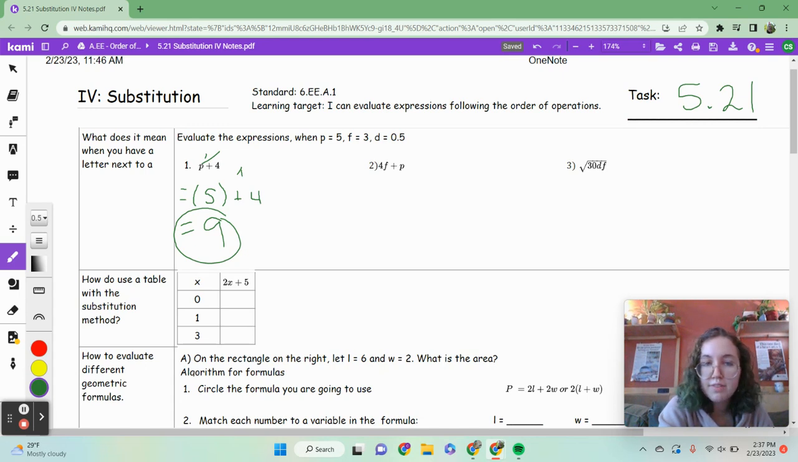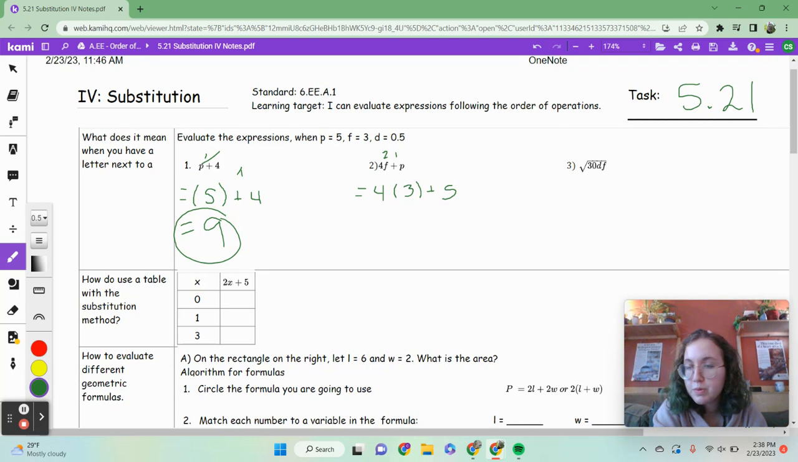And we solved it. So here we have 4f plus p. So that 4f, that's multiplication. That's a level 2 problem. And the addition there is a level 1 problem. So we can plug in 3 for f and 5 for p. So we have 4, and then the f is a 3 plus 5.